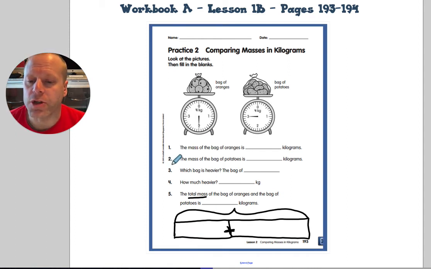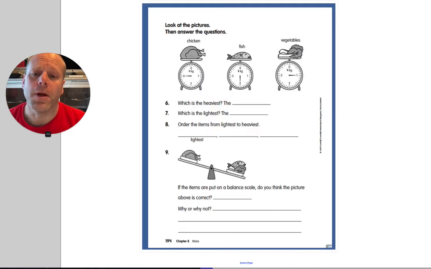I'm going to go ahead and do the first couple of these with you. Just so you know, in Seesaw today, I'm going to give you a few different scales and ask you a few questions about them. They're going to look like this. You're going to have a chicken, a fish, and some vegetables. You're going to have to put them in order from the littlest to the medium, all the way to the heaviest.